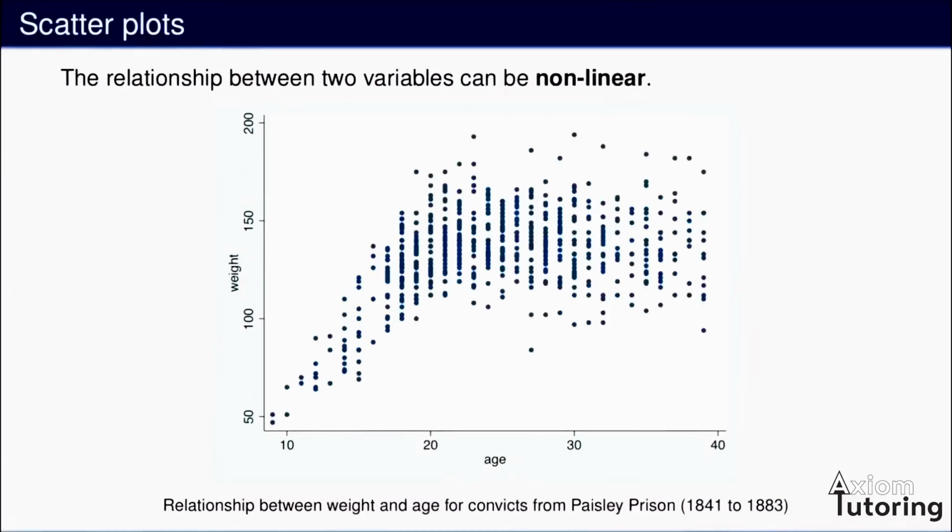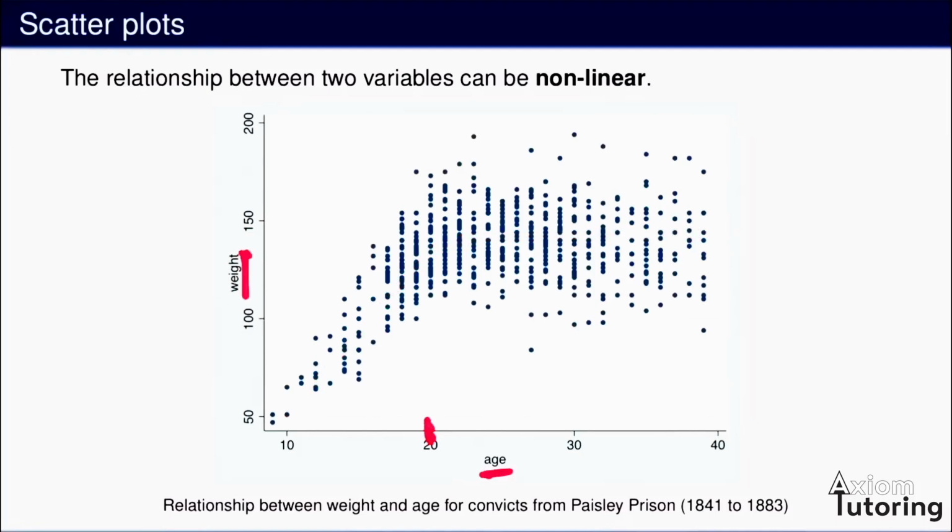Now, the final thing to keep in mind is that the relationship between two variables can be nonlinear. And a scatter plot can be an excellent way of realizing this. So here, I'm plotting the age of convicts from Paisley Prison from 1841 to 1888 on the x-axis. And on the y-axis, I'm putting their weight. And here we can clearly see that the pattern in the data seems to go like this, okay? So at first it's increasing and then it reaches a plateau, which is obviously what we'd expect given that we're looking at age and weight.